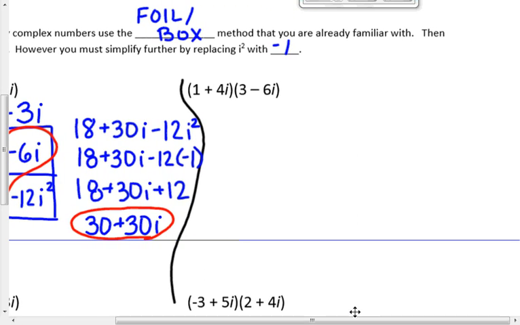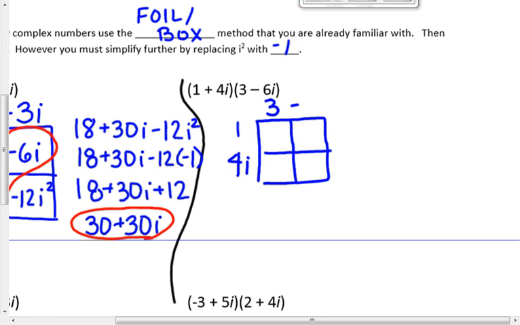So let's come over, let's try the next one. Again, you can pause, go back, watch this again at any point. I'm going to do box. If you're doing FOIL, that's fine. Again, keeping any signs that happen. So since that -6i was there, I'm going to keep that negative. And I'm just coming in and multiplying. 1 times 3 is 3. 1 times -6i is -6i. 4i times 3 is 12i. 4i times -6i is -24i squared.